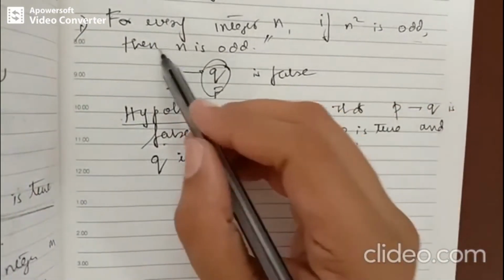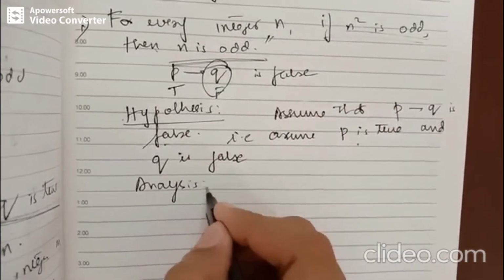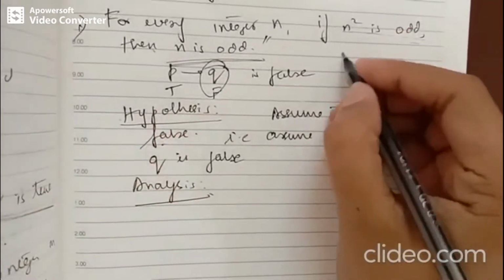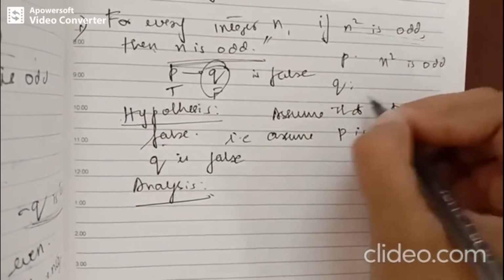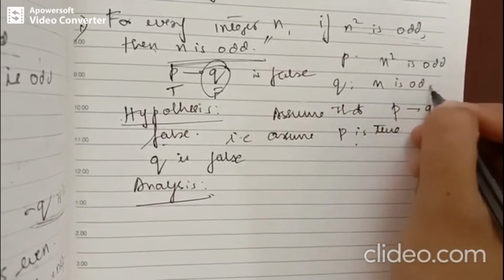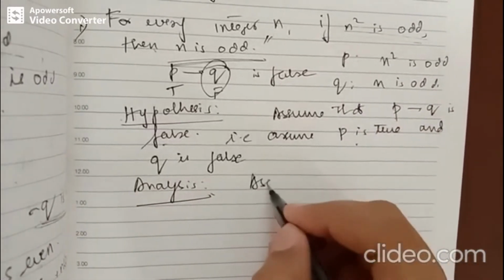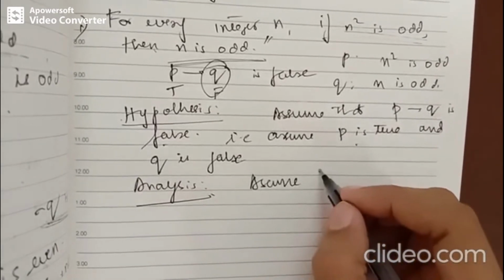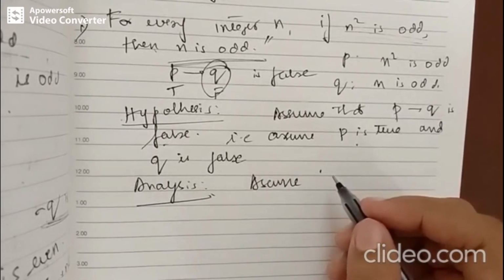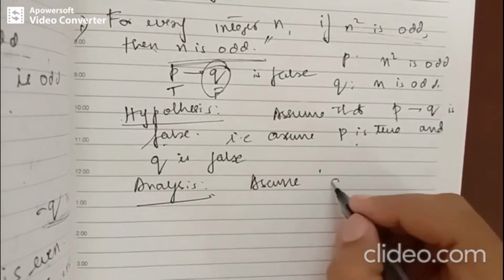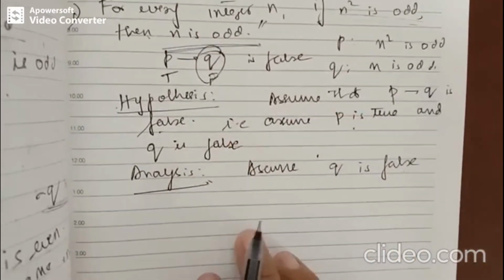So if n square is odd, then n is odd. We'll write what is the analysis. Before writing the analysis, I will write what is P and what is Q. So P denotes n square is odd and Q denotes n is odd. Now I'll write the analysis. We are starting with the assumption that we are assuming that Q is false. We are starting with this portion, assuming that Q is false.